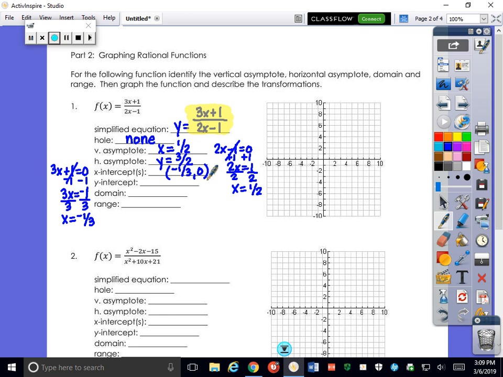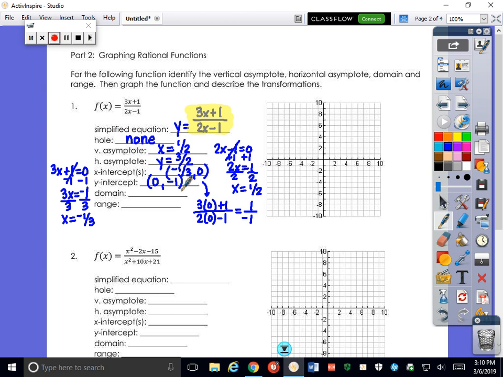Y-intercept. The y-intercept is setting a 0, or substituting in a 0, for all of the x's. So that's going to be 3 times 0 plus 1 divided by 2 times 0 minus 1. So this is going to end up getting 1 over -1. So my y-intercept is going to be at (0, -1).